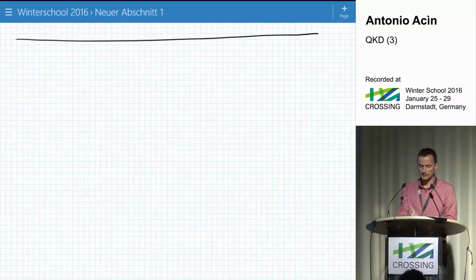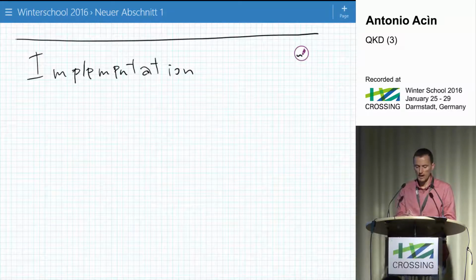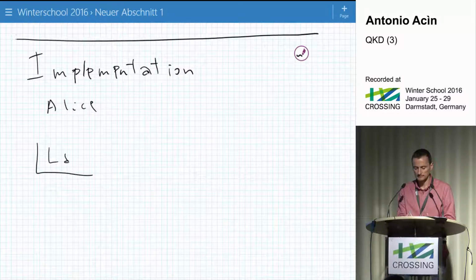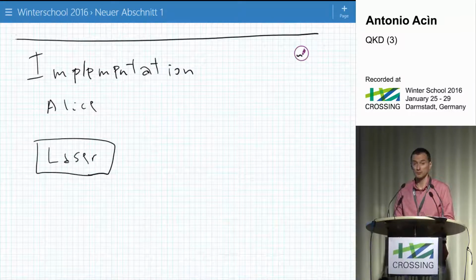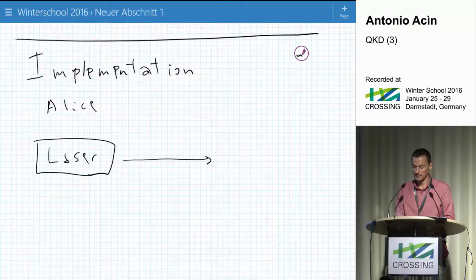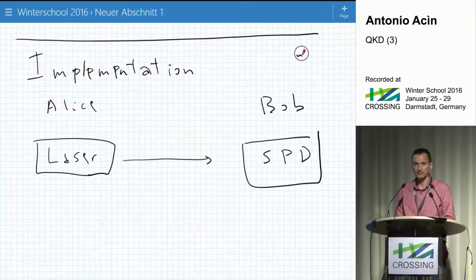Okay, so this is now, let's say, the implementation level. A very standard solution is that Alice now has a laser, and she encodes the information on the polarization of the light produced by the laser. This laser is sent here, and Bob has a single photon detector. So it's not exactly the same as you demanded for the theory.